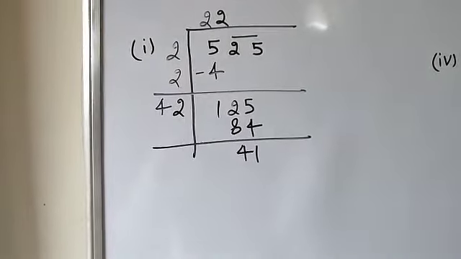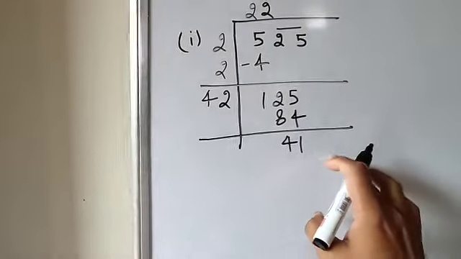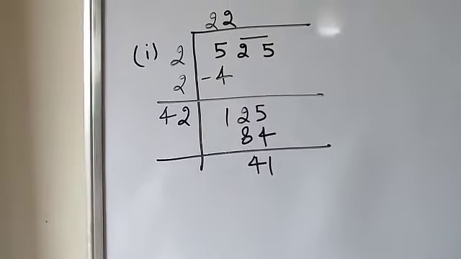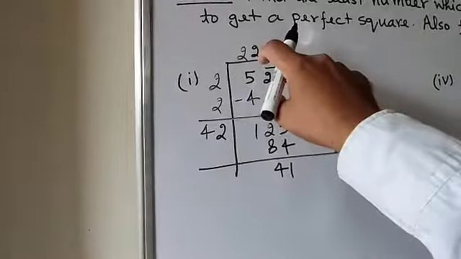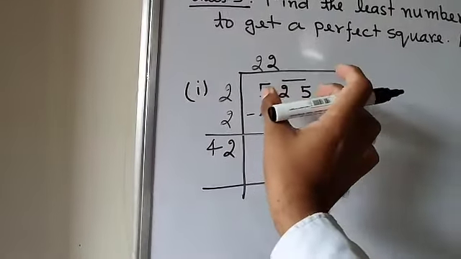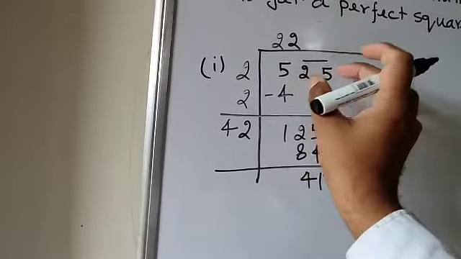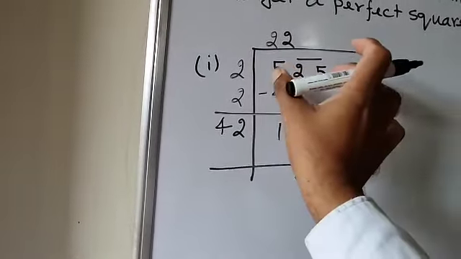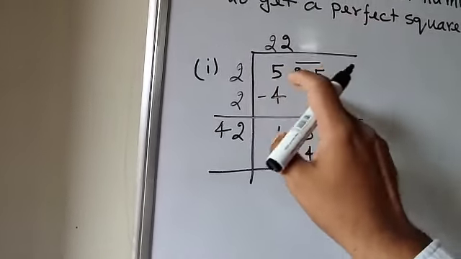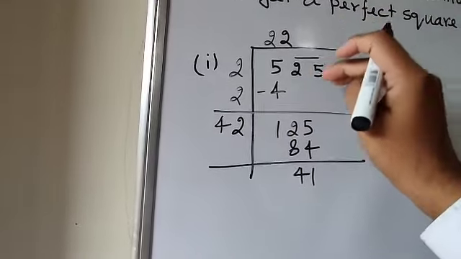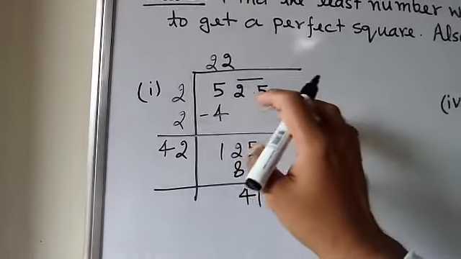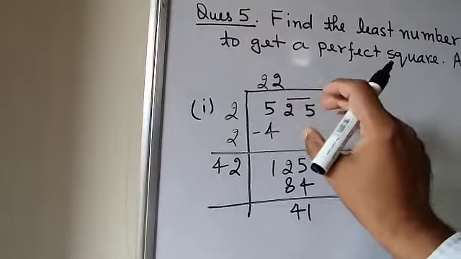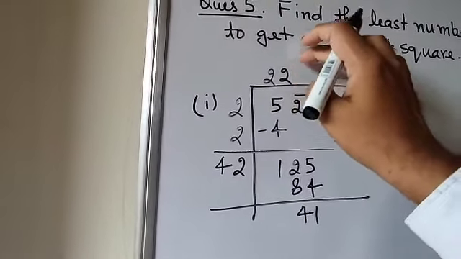If the same question is asked for what should be subtracted, then your answer will be 41. 41 should be subtracted. But here it is asked what must be added. Students, if you subtract 41, then the square root of that number will be 22. But if you add something to that number, then the square root of that number will be 23.